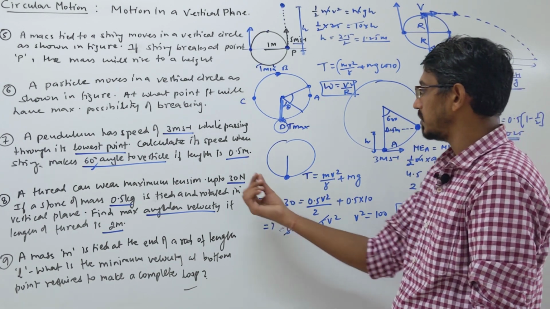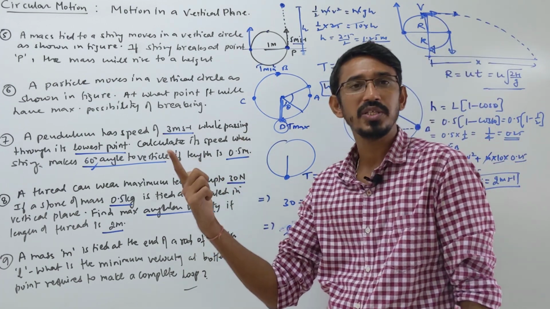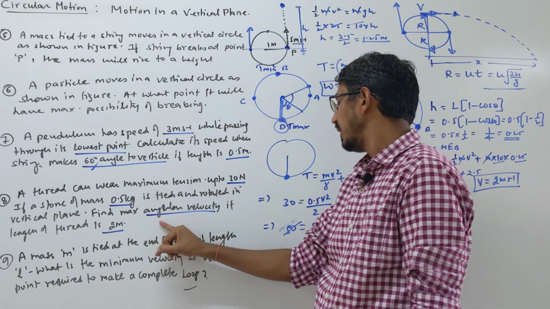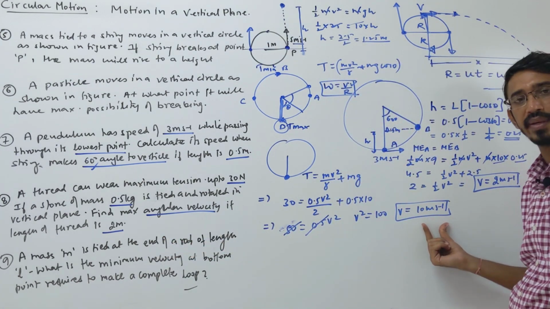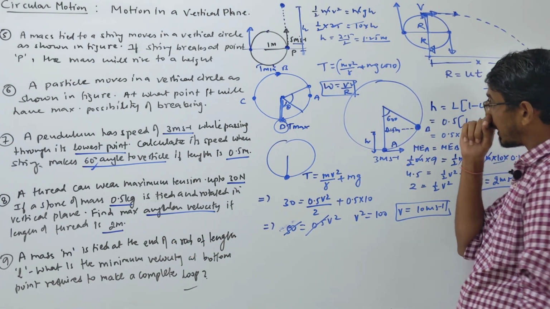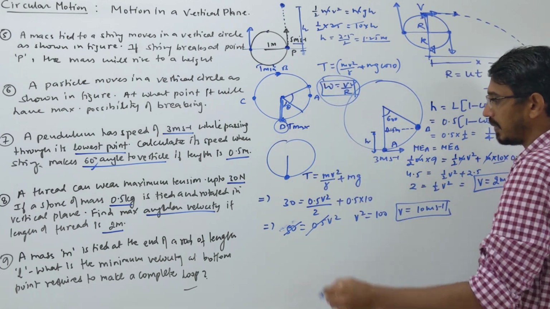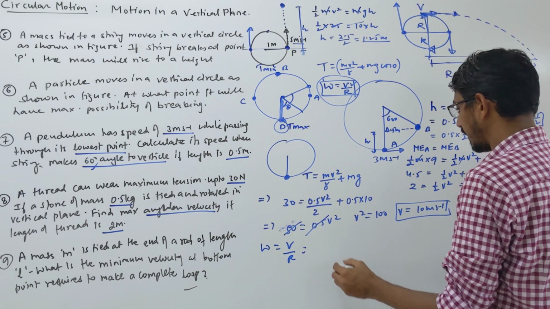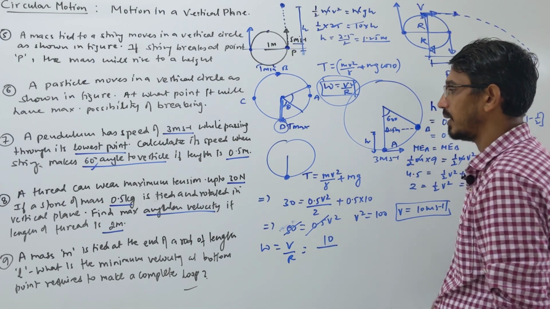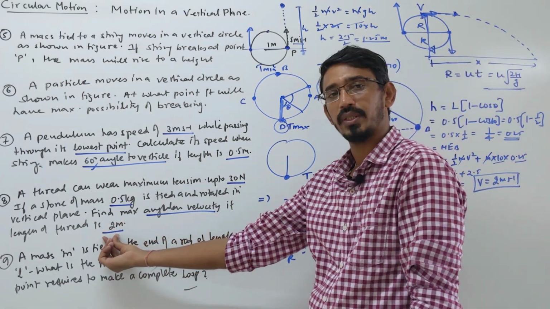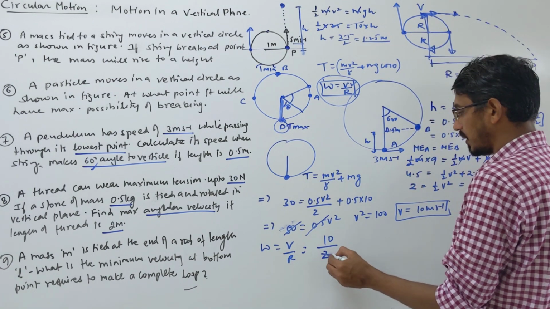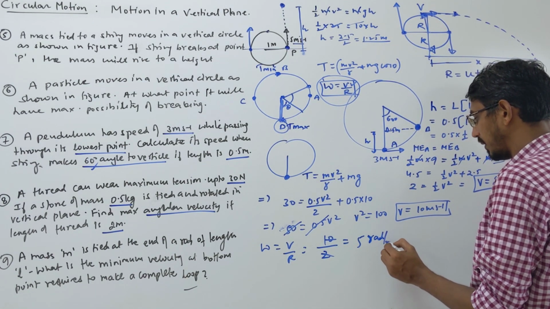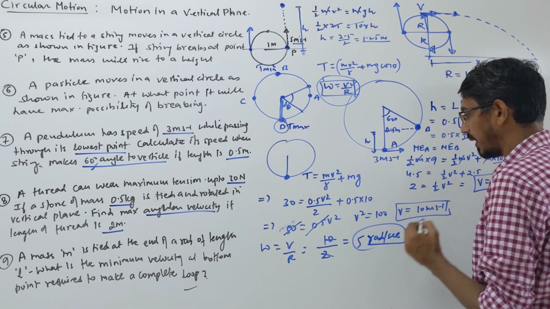So at this much tension, they are talking about maximum tension, which means the lowest point. Also they are asking for the maximum angular velocity. This is the linear velocity we have already calculated. Now we need the angular velocity. The relation is simply omega equals v by r, linear velocity by radius. Linear is 10 and radius is 2 meter, so this becomes simply 5 radian per second. That's the unit of angular velocity.